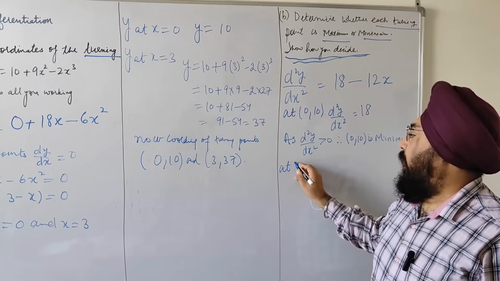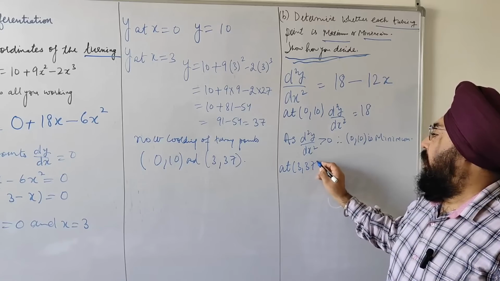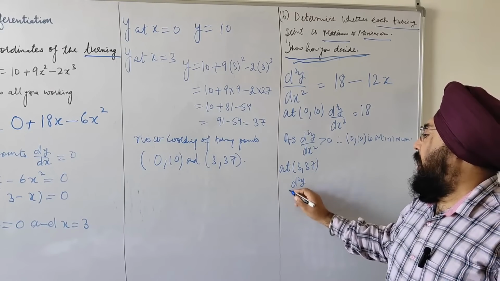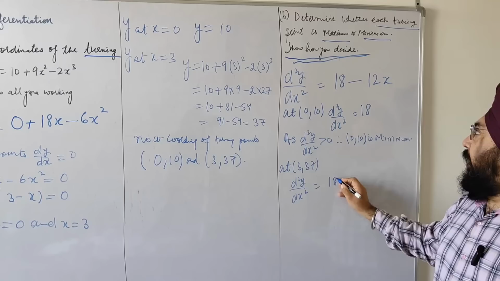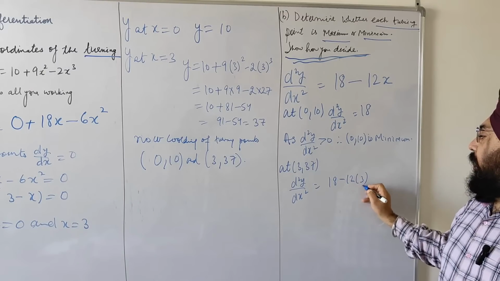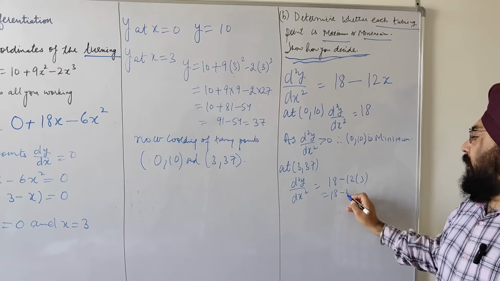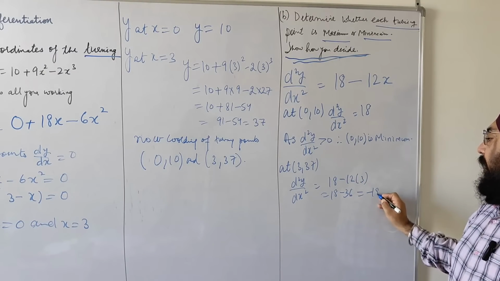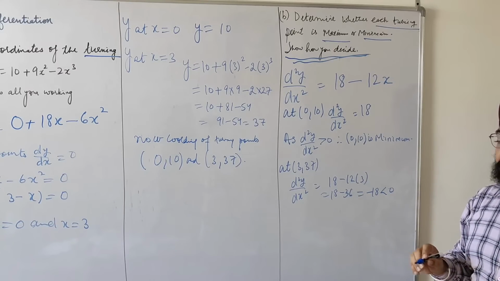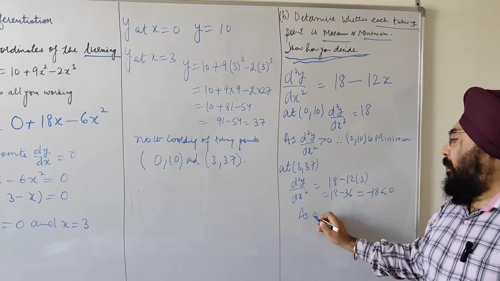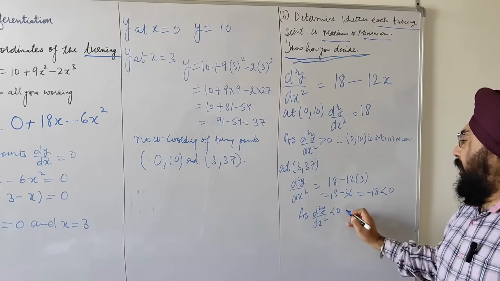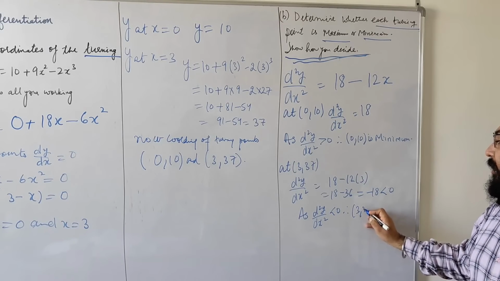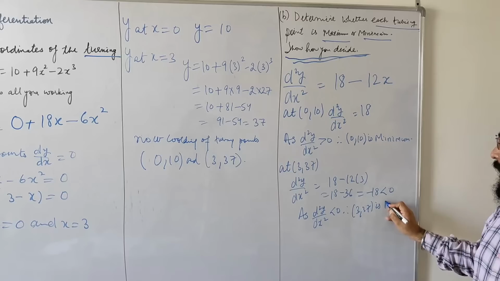Now at point 3, 37, d2y by dx square will be equal to 18 minus 12 into 3. That is 18 minus 36, minus 18, which is negative. Now as d2y by dx square is negative, therefore 3, 37 is maximum.